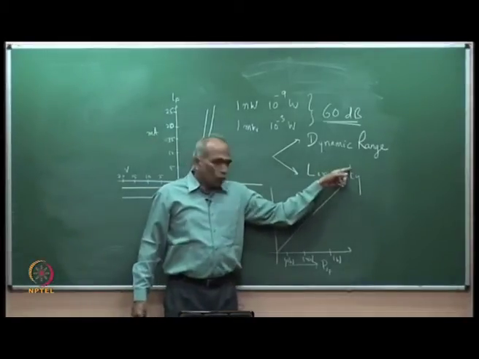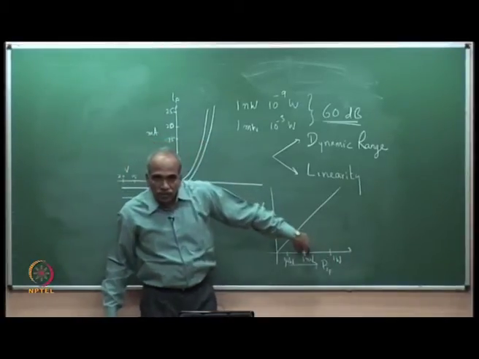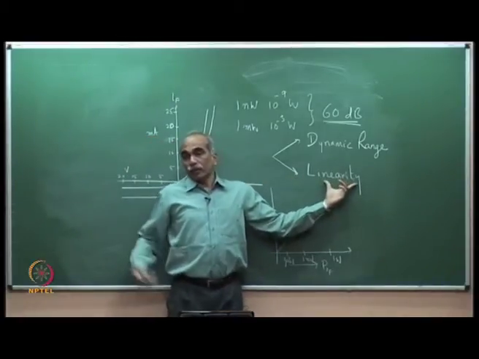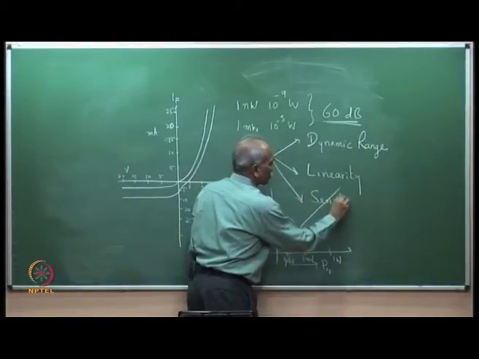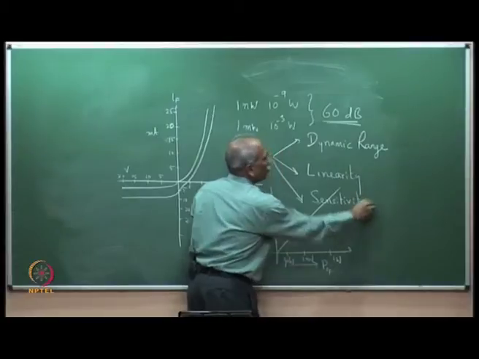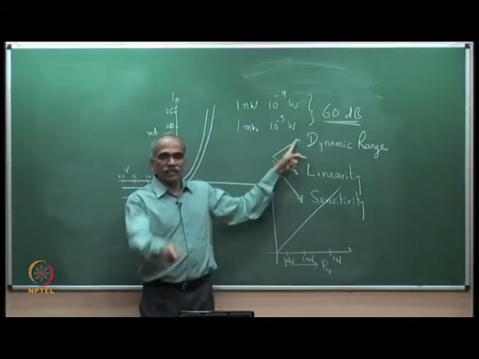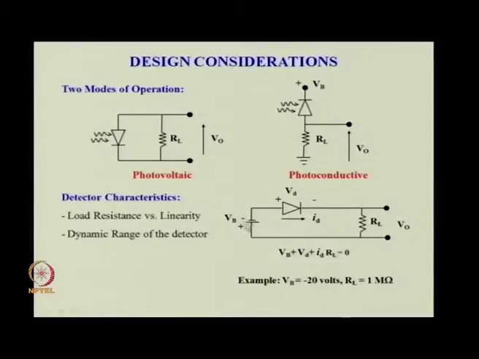What is linearity? Over this region, if the output voltage is proportional to the input power, then you call the detector linear. And of course, there is one more parameter, that is sensitivity. We will discuss all these three issues in the design consideration. So, consider the photoconductive mode of operation here. A reverse voltage is applied, there is a load resistance RL. So, you apply the loop theorem for potential drops.